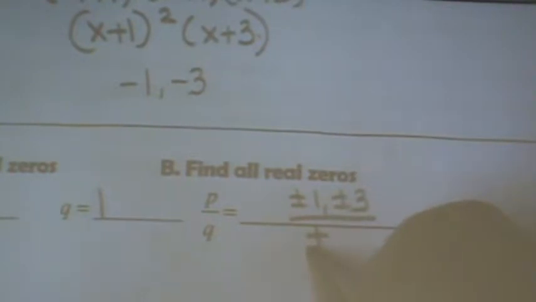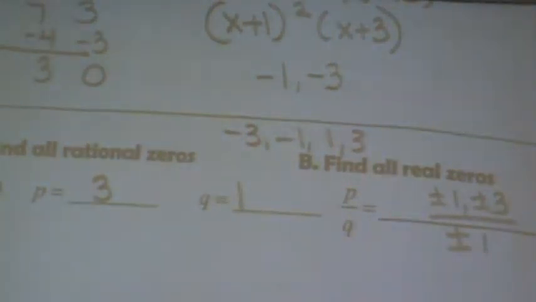Okay, so what's my p-value? 3. And what's my q? 1. We're going to do plus or minus 1, plus or minus 3, over plus or minus 1. So what are my choices? -3, -1, again, 1 and 3. Is it always over plus or minus 1? Well, if the leading coefficient's a 1, then yes, it'll be plus or minus 1.